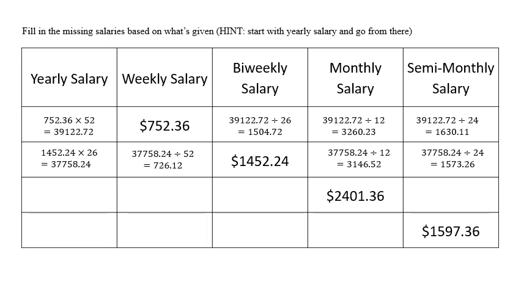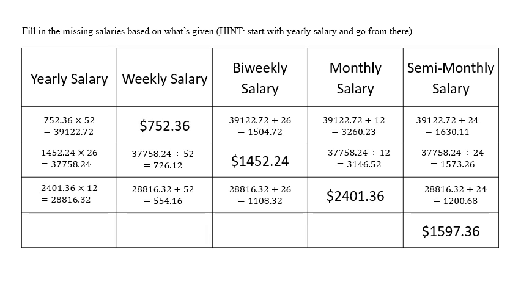$2,401.36. So if we want to find the yearly salary, because there are 12 months in a year, so you would get that paycheck 12 times, we multiply by 12 for a yearly salary of $28,816.32. To find weekly, we divide by 52, $554.16. Bi-weekly, we divide by 26, $1,108.32. And semi-monthly, we divide by 24, $1,200.68.